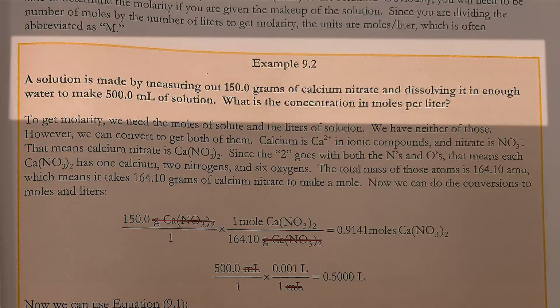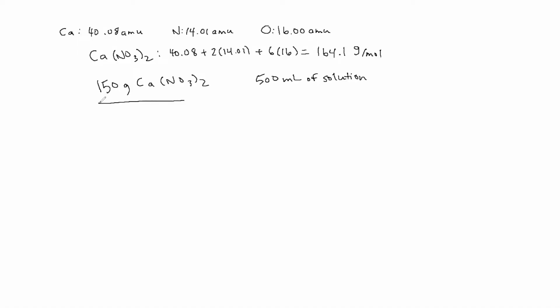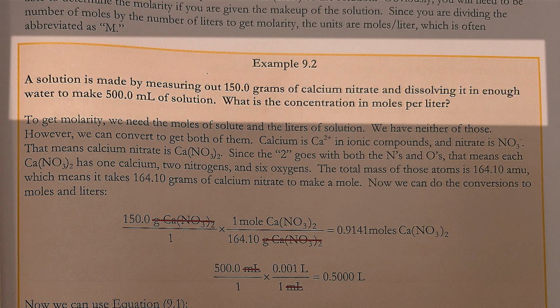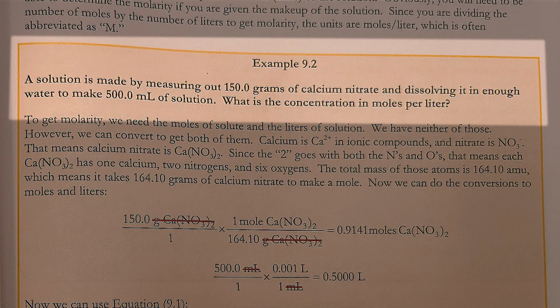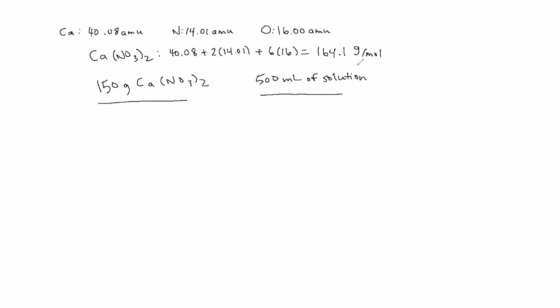Example 9.2. So this is how example 9.2 reads. It says a solution is made by measuring out 150 grams of calcium nitrate. We've written that down right here. And dissolving it in enough water to make 500 milliliters of solution. The question is, what is the concentration in moles per liter? So we remember our equation for molarity is moles of solute over liters of solution.